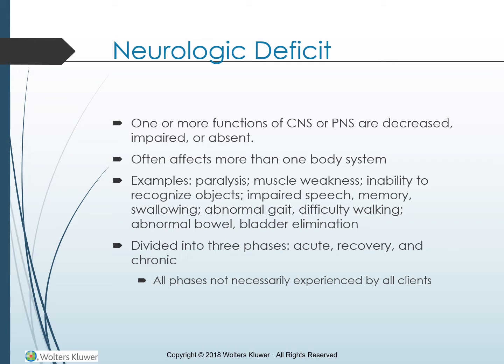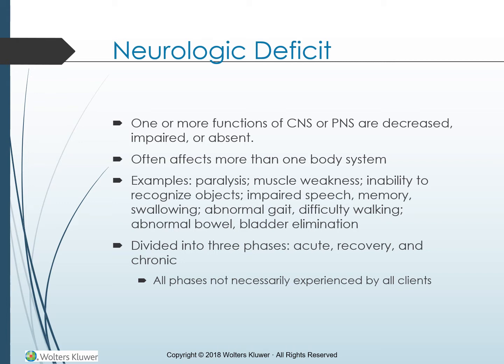Phases of a neurologic deficit. Neurologic deficits are divided into 3 phases: acute, recovery, and chronic. Not all clients with a neurological deficit experience all 3 phases. Some clients have deficits that begin with an acute phase and move into a recovery phase or into a lifelong chronic phase.